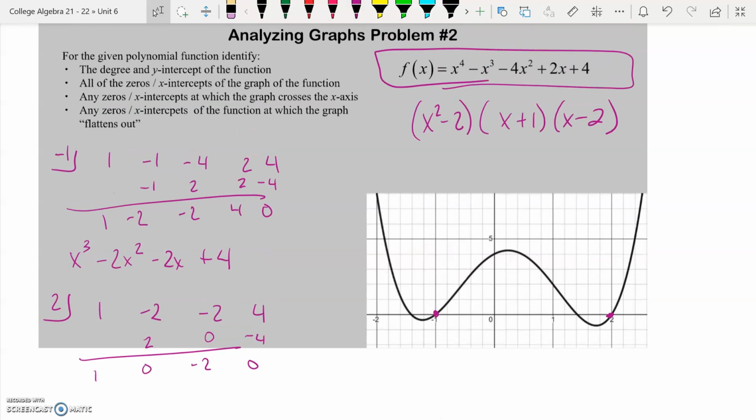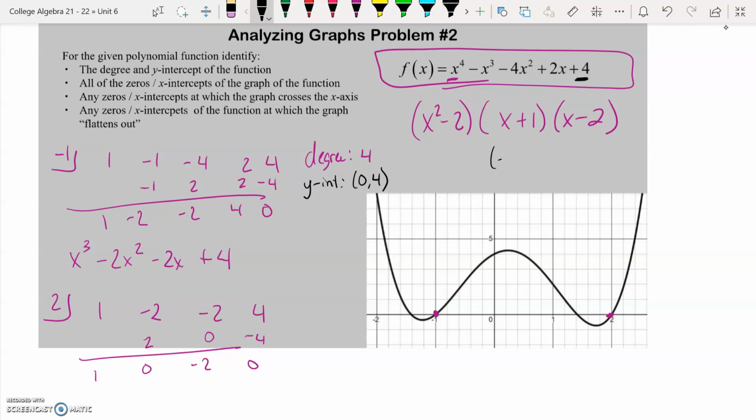So then it says the degree, okay, we know the degree is going to be a 4 based off the original problem. The y-intercept on this one is kind of nice. It's just the last number, which is 4. So 0, 4. So whenever you see this problem on the Hawks, it's probably the toughest one on the Hawks. Just that last number.